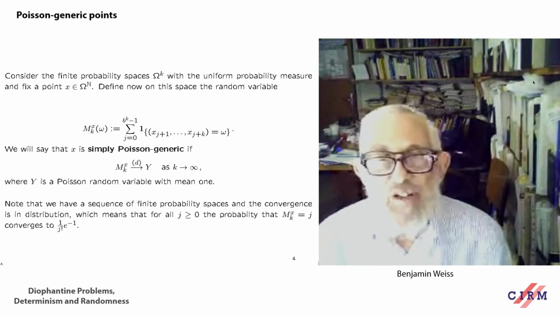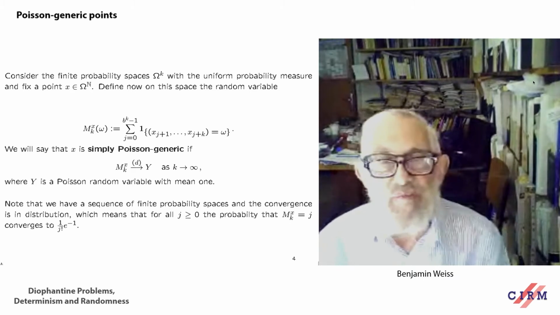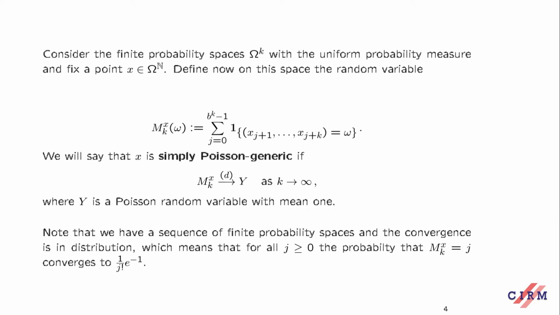So what are we going to do? We're going to take omega to the k, which are the blocks of length k consisting of digits from 0 to b minus 1. So the size of this probability space is b to the k, and you put the uniform probability measure, so each omega gets the mass b to the minus k.